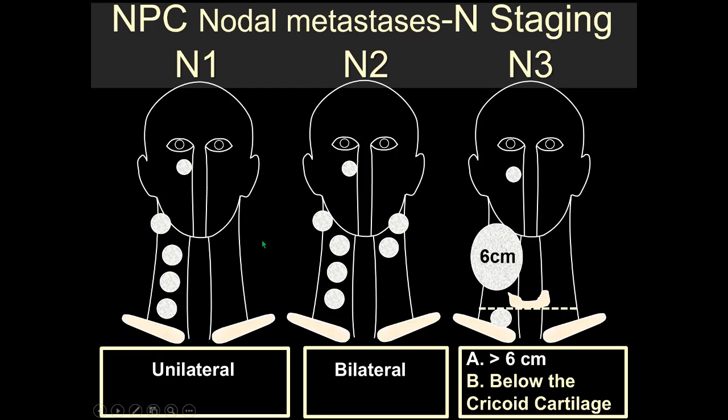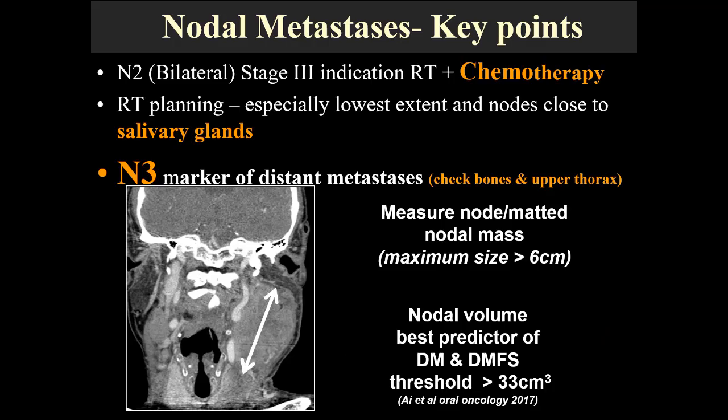When you stage, unilateral disease is N1, and this is different to SCC. If you've got bilateral retropharyngeal nodes, that's still N1. N2 disease is bilateral disease. And N3 is a node that's more than 6 centimeters. In the latest staging, we don't have the supraclavicular fossa anymore. Any nodes distal to the lower margin of the cricoid cartilage are N3, which makes staging a lot easier.